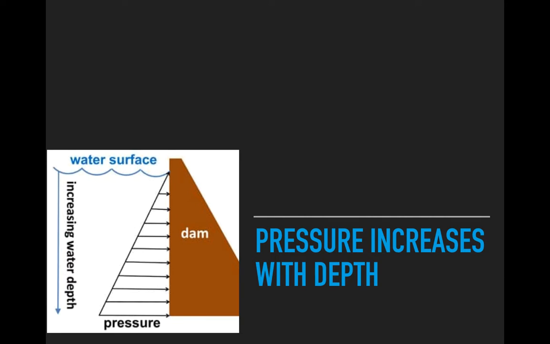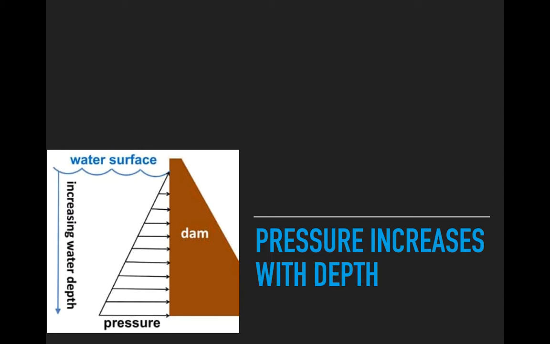We have a dam in brown, and the width of the dam is greater at its base than it is at the top. And the reason for that is as you go further and further below the surface of the liquid, the pressure due to the water increases, so the dam's width has to be larger to compensate for that.